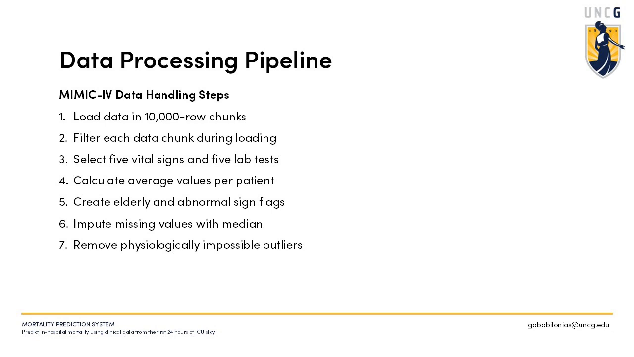We selected the most clinically relevant features: 5 vital signs, heart rate, respiratory rate, systolic blood pressure, oxygen saturation, temperature, and 5 lab tests, creatinine, potassium, sodium, glucose, white blood cell count. 3. Feature engineering. We took average values for each patient and created new indicators, such as an elderly flag for patients 65 or older, and binary flags for abnormal vital signs. For data cleaning, we handled missing values with median imputation and removed physiologically impossible outliers, ensuring data quality.